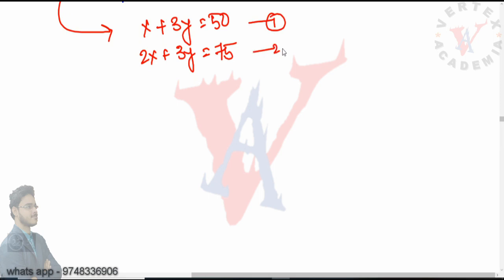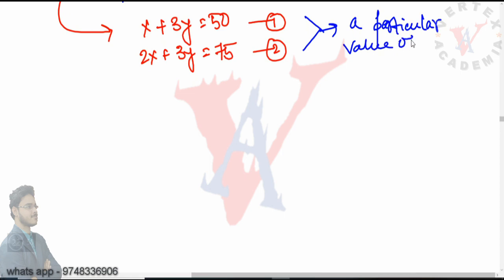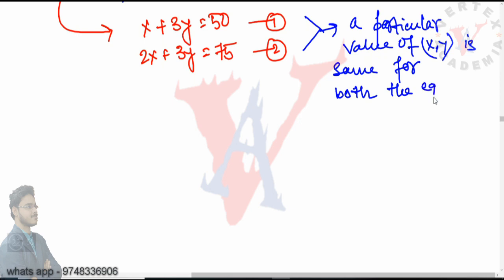Now your task is to find the solution. That is, there is only a single value of x and y. You know that the shop has only a particular pen and a particular pencil, and their prices are fixed. So there must be a particular value of x and a particular value of y, that is, a pair x comma y, which is the same for both the equations.